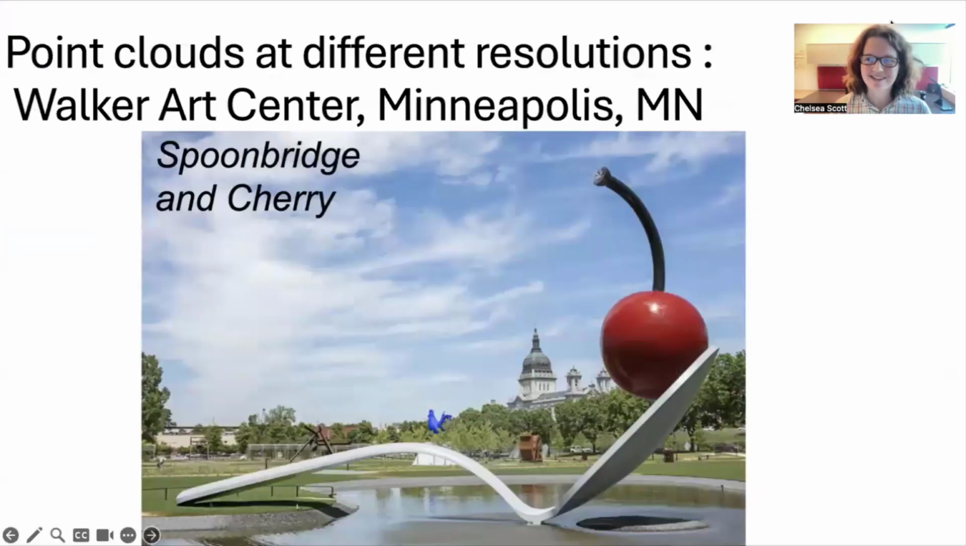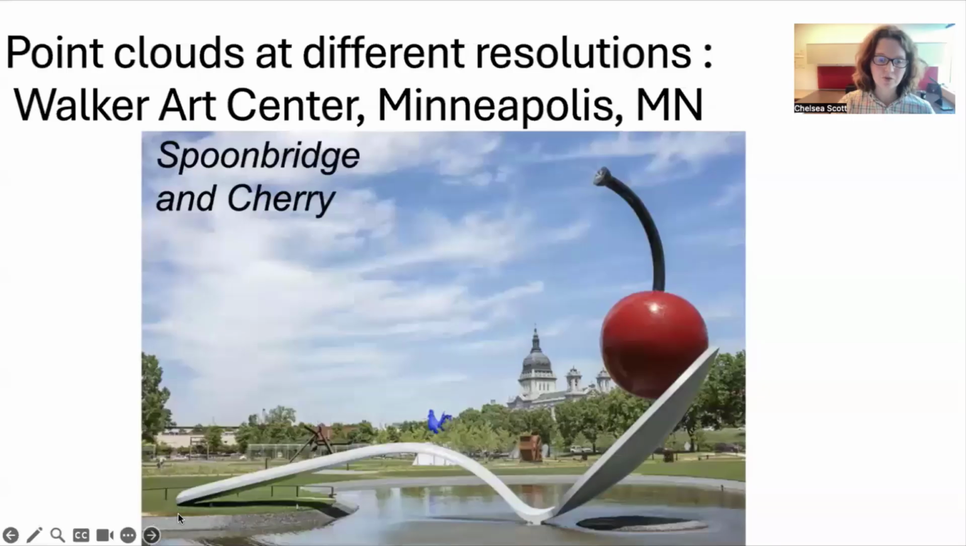My name is Chelsea Scott, and in this video, we're going to be looking at how point cloud resolution controls how well we can see different features along the ground surface. In particular, we're going to be looking at the Walker Art Center in Minneapolis, Minnesota, and this sculptural fountain shown here, which is the Spoonbridge and Cherry.